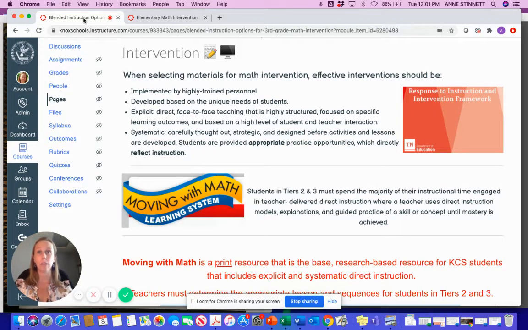We do ask that students in tiers 2 and 3 spend the majority of their instructional time engaged in teacher-delivered direct instruction, where the teacher is using instructional models, explanations, discourse, guided practice, and students are practicing over and over so that they can gain mastery of a skill. We realize this is a daunting task, particularly for teachers who may be teaching students outside of their classroom or for teachers who are teaching multiple groups throughout the day.